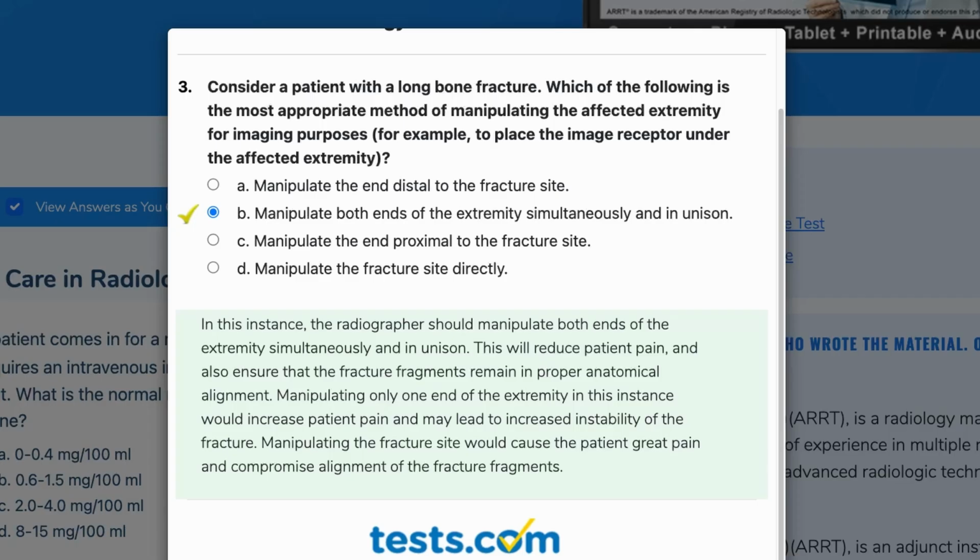B. Manipulate both ends of the extremity simultaneously and in unison. In this instance, the radiographer should manipulate both ends of the extremity simultaneously and in unison. This will reduce patient pain and also ensure that the fracture fragments remain in proper anatomical alignment. Manipulating only one end of the extremity in this instance would increase patient pain and may lead to increased instability of the fracture. Manipulating the fracture site would cause the patient great pain and compromise alignment of the fracture fragments.